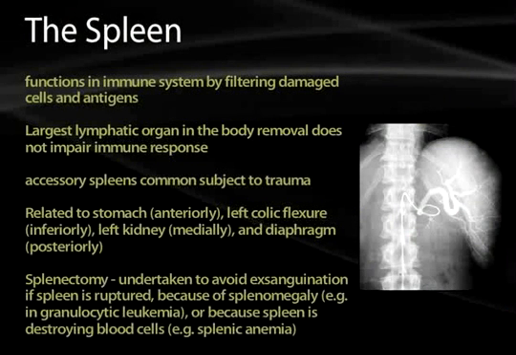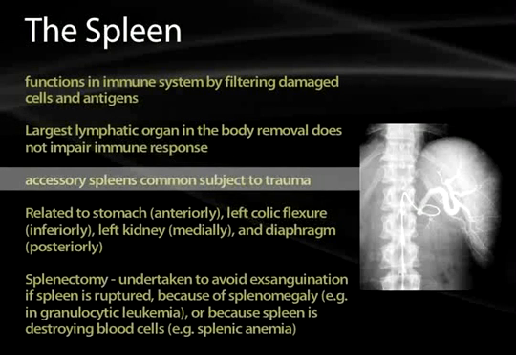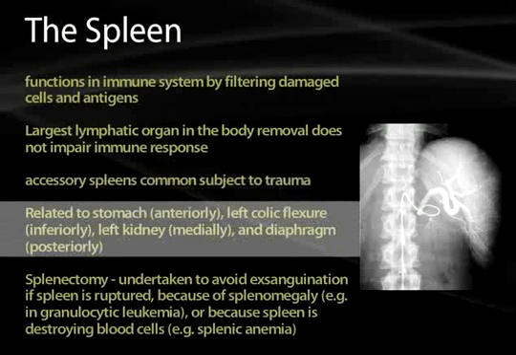As we move into the spleen, you can see that the spleen is one of our largest immune organs, and it's associated with lots of trauma problems. It's one of the most often traumatized organs of the abdomen, and that's because of some of its mobility as well. It has a relationship lateral to the curvature of the stomach, the greater curvature, and sits just superior above the left colic flexure and anterior to the kidney.